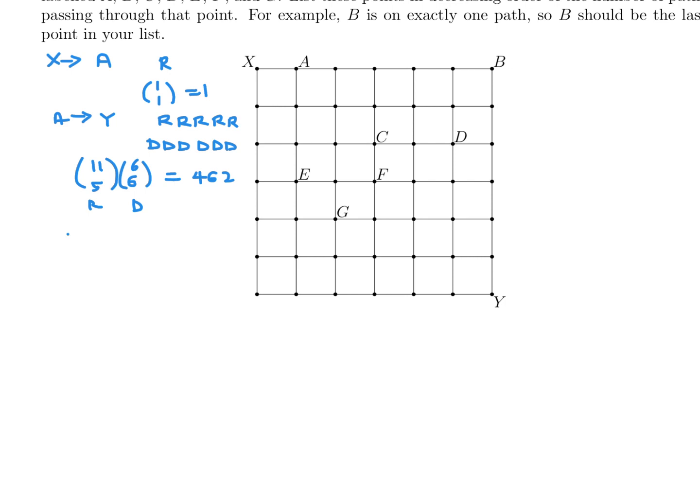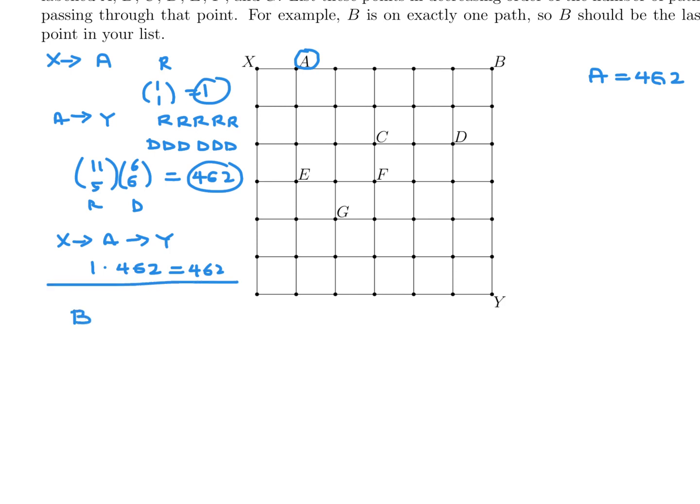The total paths from X to A to Y, you take this number and multiply by that number. So 1 times 462, so that would be 462, obviously. So I'll make a little list here. A is 462 in terms of how many paths go through that point. Okay, so we took care of A. Now let's talk about B.